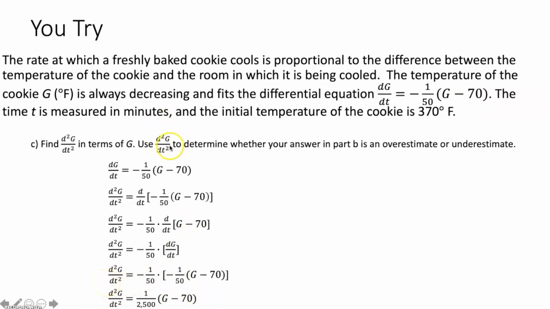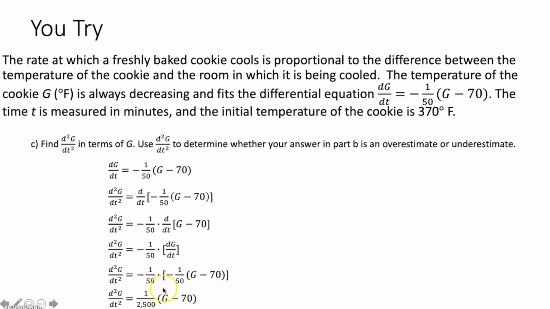Now the second part of this wants us to use this second derivative to determine whether your answer in B was an over or an under estimate. Well, remember, when dealing with tangent line approximations, we need to figure out, is your function concave up or concave down at that point of tangency? If your function is concave up at that point of tangency, then your tangent line will go under the graph, meaning your approximation will be an underestimate. If your function is concave down at that point of tangency, then your tangent line will go over your graph, meaning your tangent line approximation will be an overestimate.